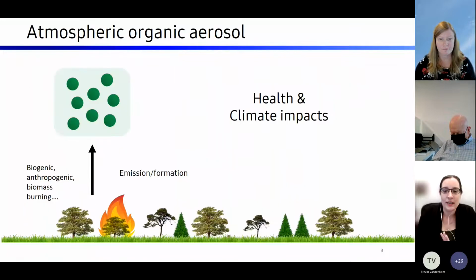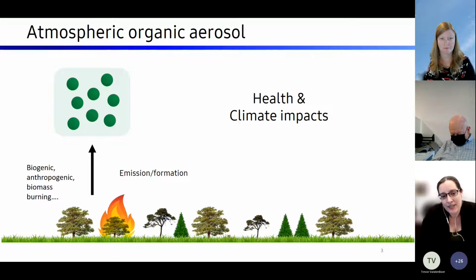A brief overview: organic aerosol particles are solid or liquid particles that are suspended in the atmosphere. There's a range of different sources for these. We have volatile organic compounds, which can come from biogenic or anthropogenic sources, and these can be oxidized in the atmosphere. When they're oxidized, their vapor pressure is going to lower, and they can either condense onto pre-existing particles or form new particles. We call all of this secondary organic aerosol because it's formed in the atmosphere.